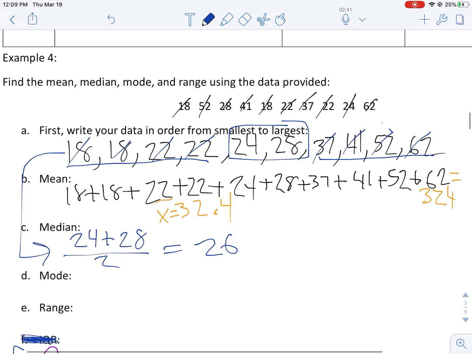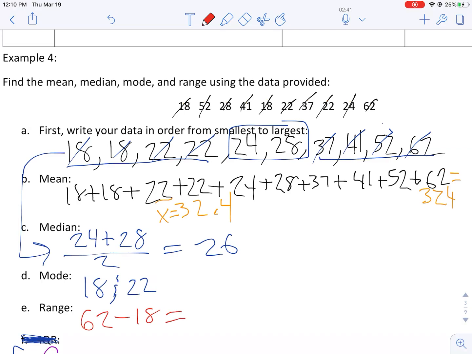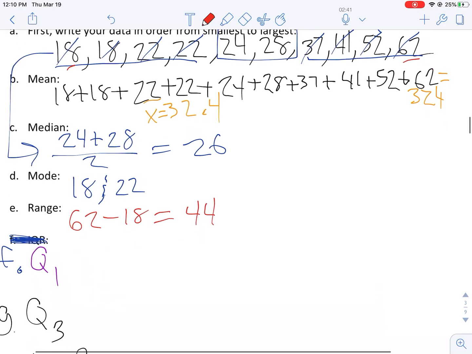The mode. I have two again. I have 18 and 22. Because as you can see, they both happen twice. Okay, so now let's get into the range. The range is going to be 62, which is the highest, minus 18. So that's just pretty simple. So 62 minus 18, and that is going to equal 44. All right. So if you wonder where I got that from, 62, 18, we're good to go.